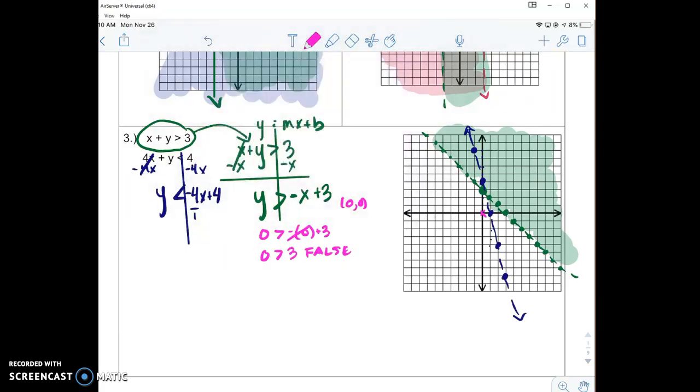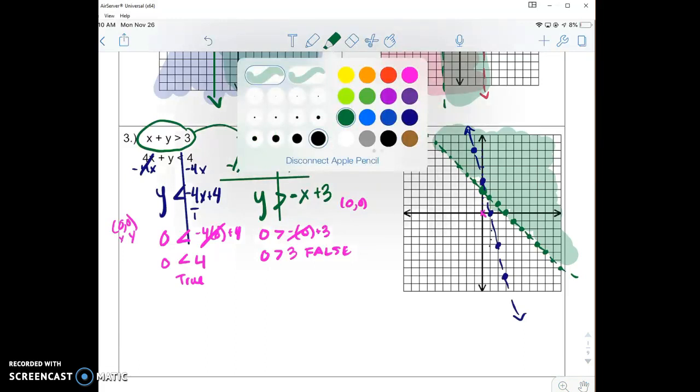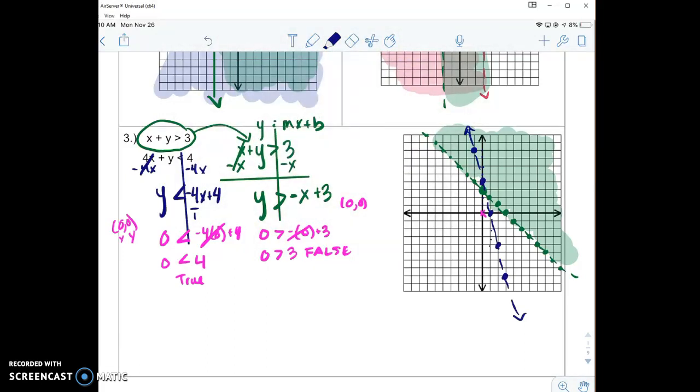And I'm again going to test the point 0, 0 to see if my statement is true or false. I'm plugging in 0 for y and 0 for x. Negative 4 times 0 is 0, so I'm left with 0 is less than 4. This is a true statement, so for this line, I do need to shade towards the origin, towards 0, 0. My solution is the part where my shading overlaps, and my solution is this area in here.